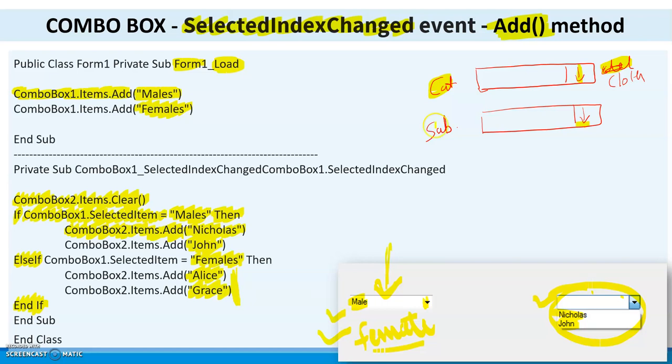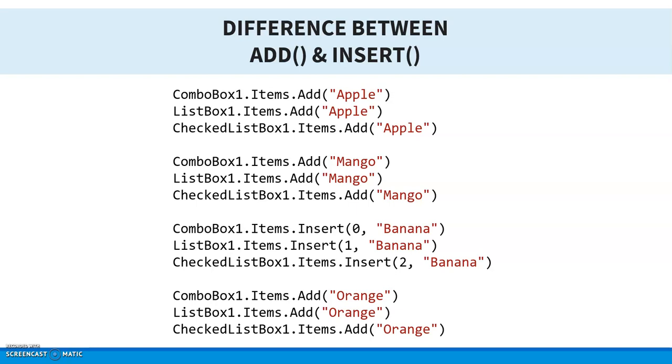It's easy, guys. You can correlate this with your Amazon shopping category and subcategory, right? So the add method, and we also saw the clear method we used here. And then the insert method is also there, but in general, adding something or inserting something, both are more or less similar. Then what is the difference between the add method and the insert method?